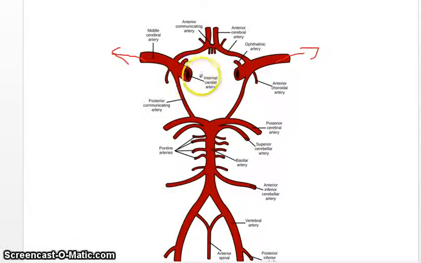Okay, so the internal carotid artery bifurcates into the anterior cerebral and middle cerebral. The two anterior cerebral arteries are joined by the anterior communicating artery. So that's that little bitty thing right there. And then you have these two posterior communicating arteries. These two posterior communicating arteries join together the two posterior cerebral arteries with the middle cerebral, or the internal carotid. Basically, these posterior communicating arteries are what join the anterior circulation with the posterior circulation.